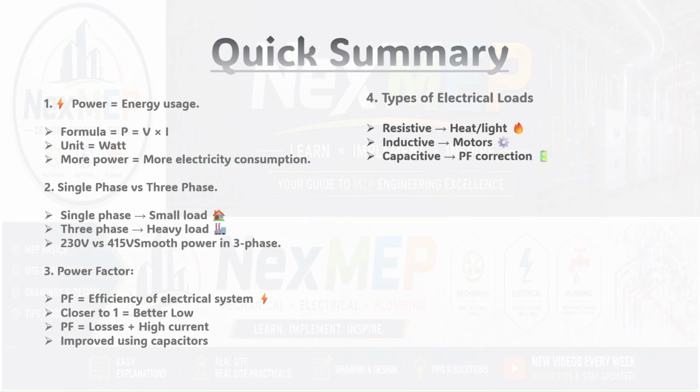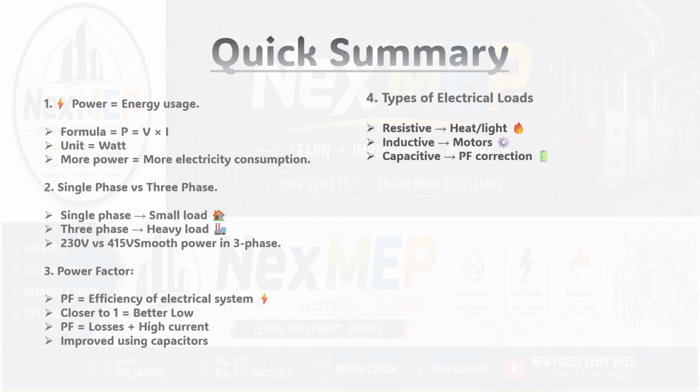Alright, let's quickly recap everything we've covered today. 1. Power. It's the rate of energy consumption. The formula is P equals V times I, measured in watts. More power means more consumption and a higher bill. 2. Single vs 3-phase. Single phase is for low power loads like homes, running at 230 volts. 3-phase is for heavy industrial loads, running at 415 volts with smooth, continuous power.